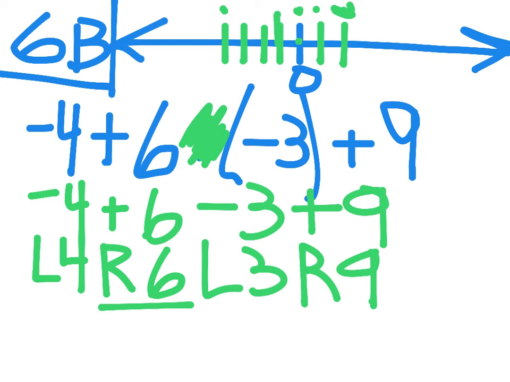Now I go right 9. So I'm here. I go 1, 2, 3. 4, 5, 6, 7, 8, 9. Now what I'm going to do is count that and make sure I'm at the right number. So I'm at 0, look at 0, and then I got 1, 2, 3, 4, 5, 6, 7, 8.